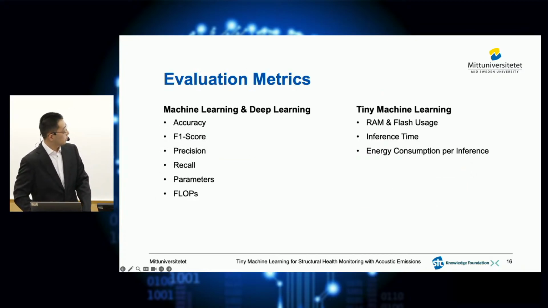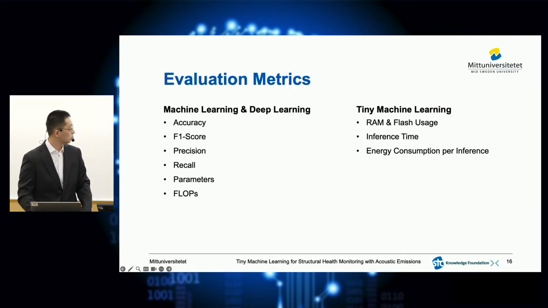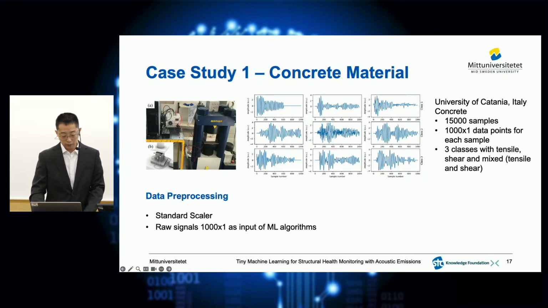The evaluation metrics we used for all the machine learning algorithms in the papers are accuracy, F1 score, precision, recall, parameters, and FLOPs. Specifically for tiny machine learning, we introduced the RAM and flash usage, the inference time, and the energy consumption per inference. Then I will introduce case study 1, the concrete material.